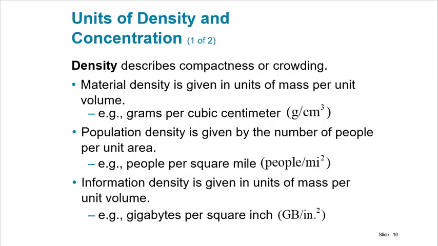Okay, units of density and concentration. Density describes compactness or crowding. So how dense something is, how closely together the granules are, whatever it is you're looking at. Material density is given in units of mass per unit volume, or grams per cubic centimeter. Population density is given by the number of people per unit area, usually people per square mile or people per square kilometer. And information density is given in units of information per unit area, like gigabytes per square inch.